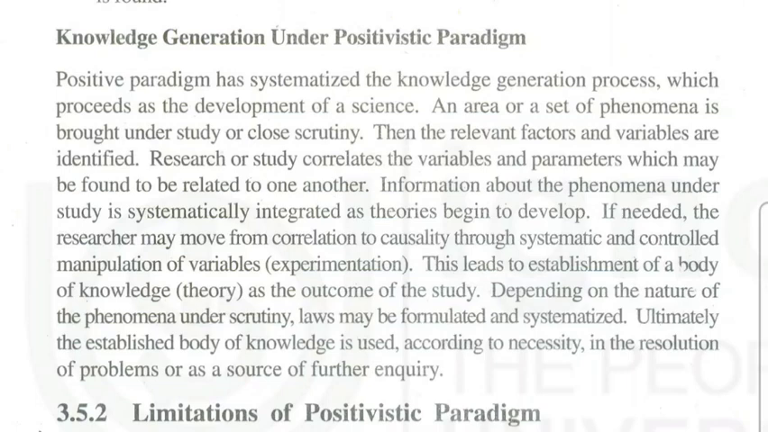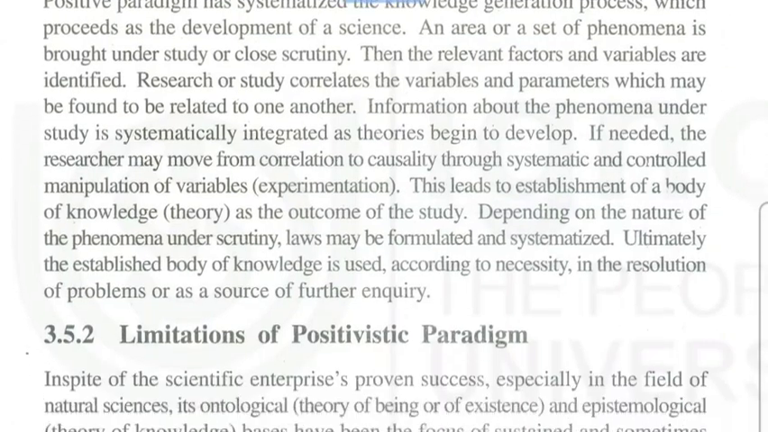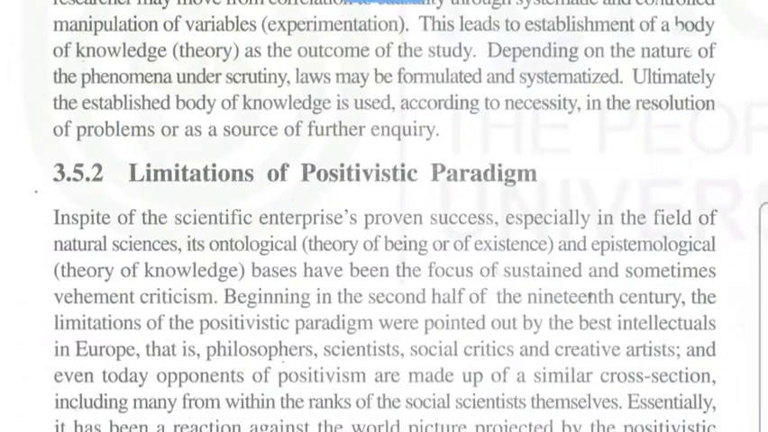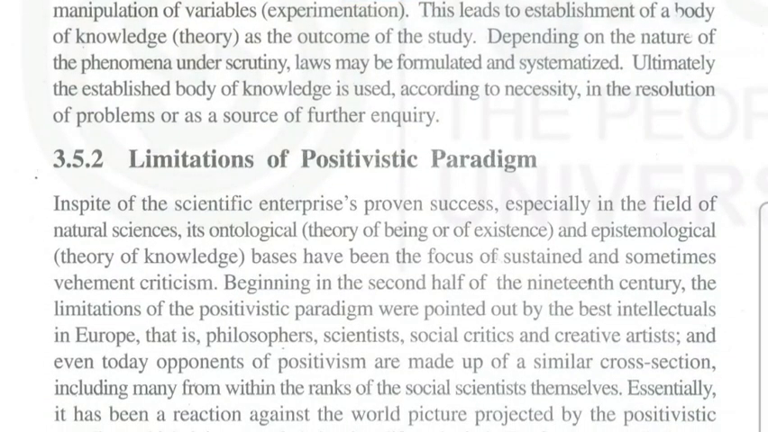If needed, the researcher may move from correlation to causality through systematic and controlled manipulation of variables, experimentation. This leads to the establishment of a body of knowledge, theory, as the outcome of the study. Depending on the nature of the phenomena under scrutiny, laws may be formulated and systematized. Ultimately, the established body of knowledge is used according to necessity in the resolution of problems or as a source of further inquiry.